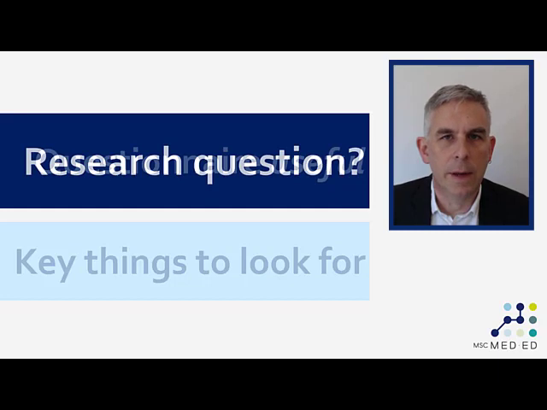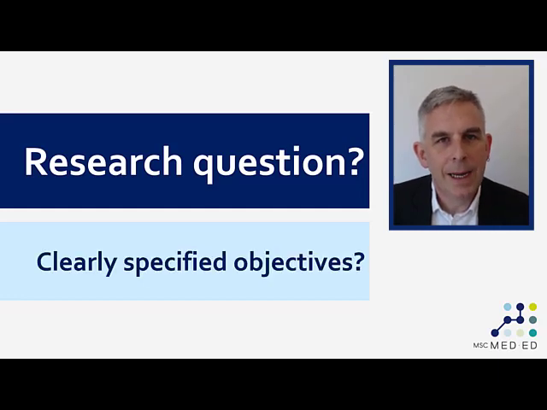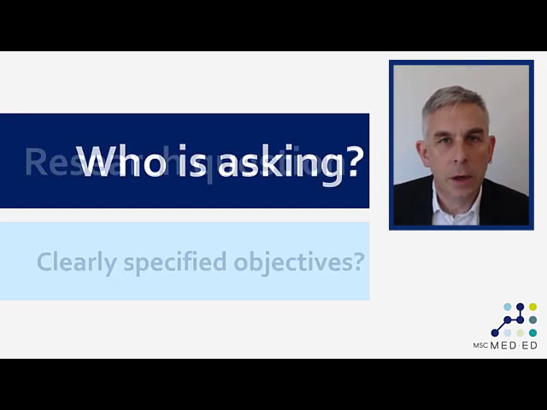The first thing to look for then when reading one of these questionnaire-based papers is whether or not the research question has been clearly articulated and defined. Is it a clear and specific question? Is there a hypothesis that's being tested? If there isn't a hypothesis, are there at the very least some clear and specific objectives that the study is trying to get to? The next thing to look for then is who is doing the asking.